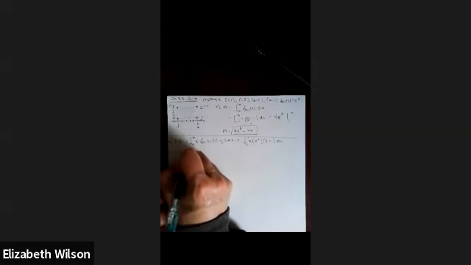Okay, so let's multiply these things out. I'm going to get the integral from 1 to 6 of 4x e to the x dx. Now when I want to integrate this, what I'm looking at is integration by parts.